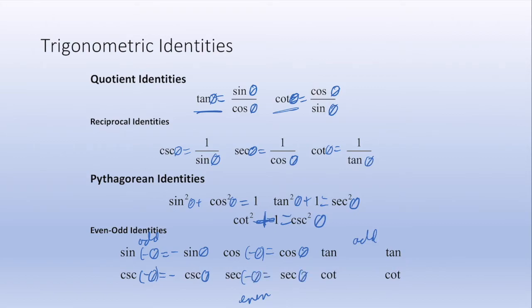If I have tangent of negative theta, that equals negative tan of theta, because it's odd, right? Thinking back to what we know about even and odd functions and what their graphs look like. And if I have cotangent of negative theta, we have negative cotangent of theta. So going back to the graphs of even and odd functions, remember that even functions are symmetric across the y-axis and odd functions are symmetric across the origin.